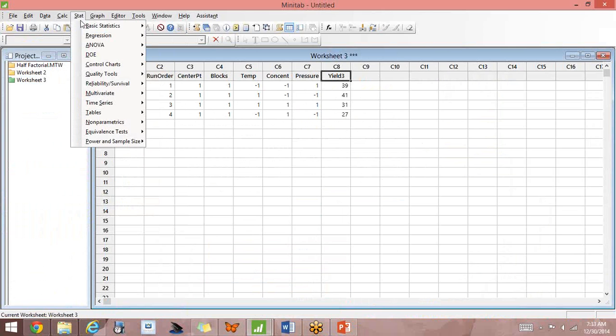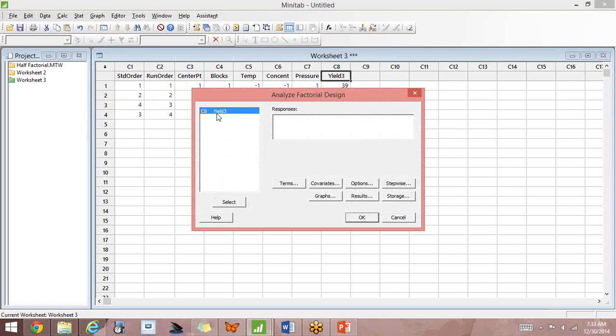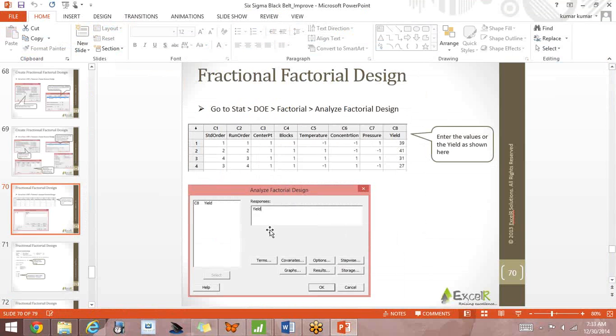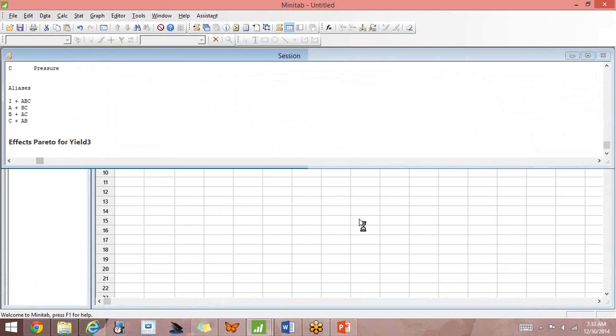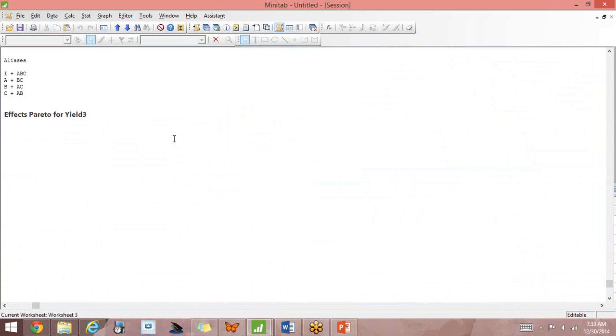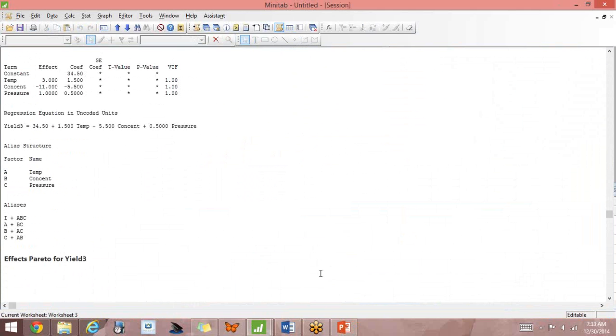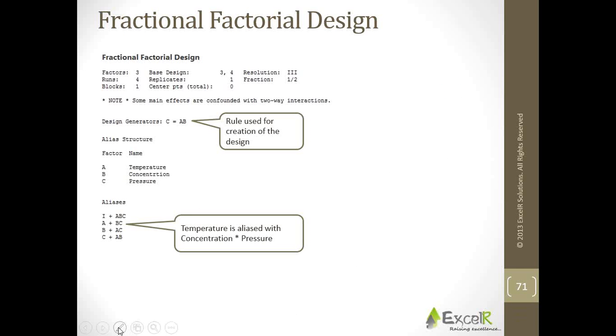Start, Design of Experiments, Factorial, Analyze the design. Yeah, here comes the yield. So this is one part. So I've entered the yield. Enter the values of the yield as shown here. Then here is the output once we do that. This is the result which I've copied here. So let us discuss this.